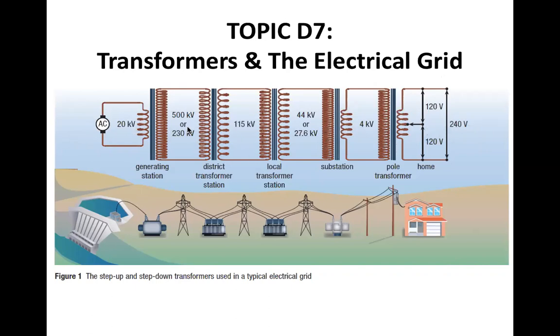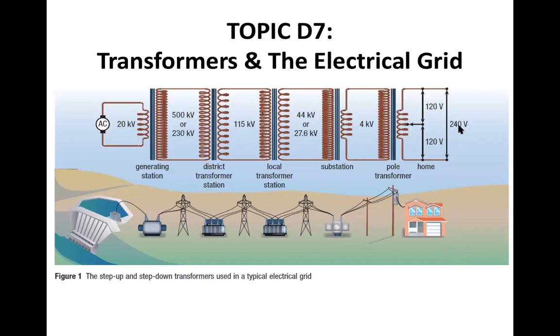So there is a series of step-up or step-down transformers used along the way to convert the voltage. At first we step up the voltage to 500 kilovolts. Then we step it down to 115. Then we step it down to 44, then to 4 kilovolts, which is 4,000 volts, and then all the way down to 240 volts or 120 volts, which is the voltage of the outlets in your house.